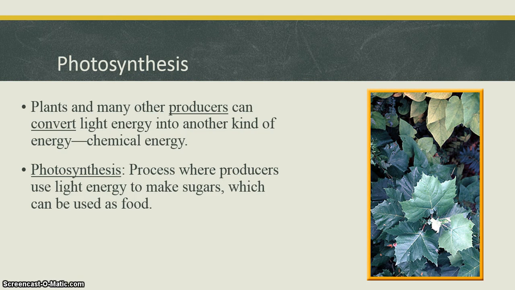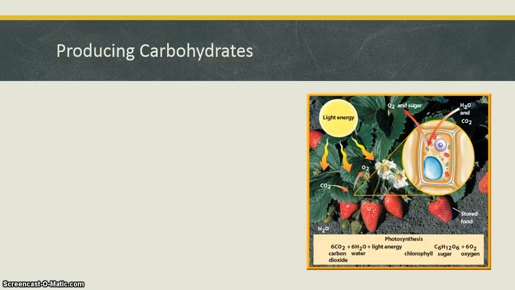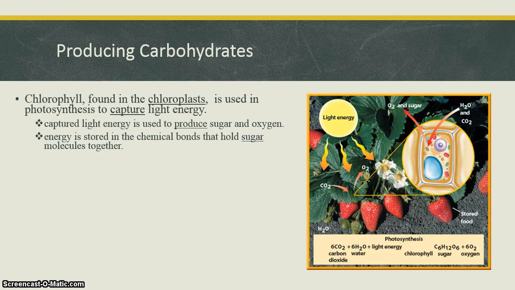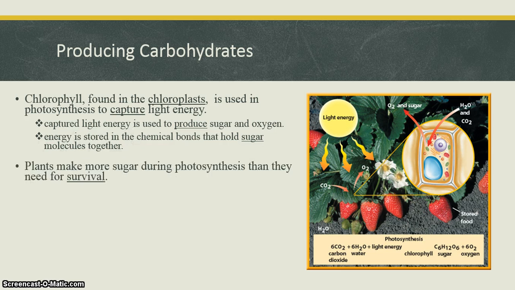Plants carry out photosynthesis. That is how they use light energy to make sugars, and those sugars are used as food. Okay, those sugars, we call them carbohydrates. Chlorophyll, found in the chloroplast, is used in photosynthesis to capture light energy. That captured light energy is used to produce sugar and oxygen. Now, the energy is stored in chemical bonds that hold sugar molecules together.